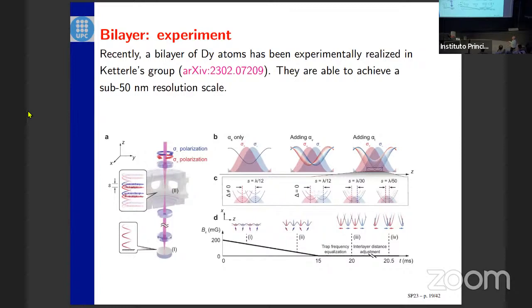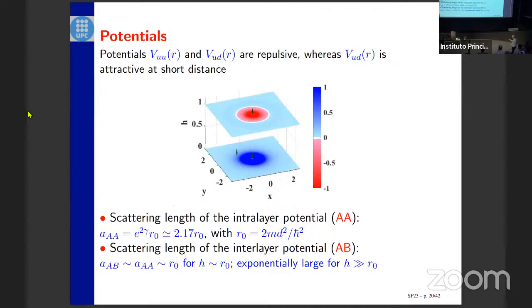I am a theoretician, but they are able to get this kind of bilayers you see here. Okay, so somehow Lorian can help me with this, but this could be promising to get this bilayer in action in the experiment. So about the potential, let me show, this is the up and down, the interaction between the down and up particles.